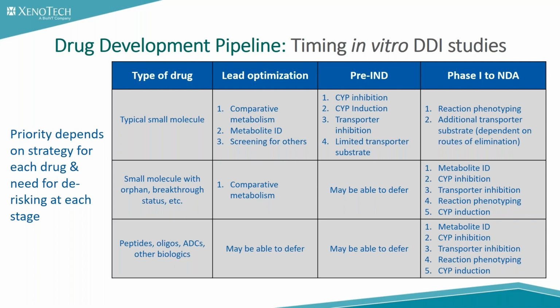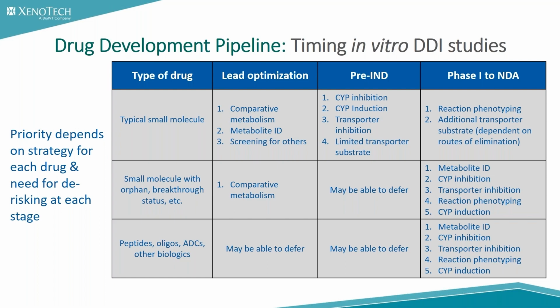So currently, for a typical small molecule, during lead optimization, you might conduct your comparative metabolism, your comparative med-ID, maybe do screening studies for most of these study types. And then just prior to the NDA, follow up with definitive inhibition and induction studies, definitive transporter inhibition studies, and definitive transporter substrate. And by limited here, I mean only looking at PGP and BCRP. This is maybe one of those cases where you don't know the route of excretion yet. And then phase 1 to NDA, follow up with reaction phenotyping.